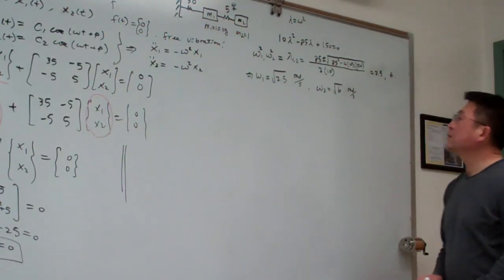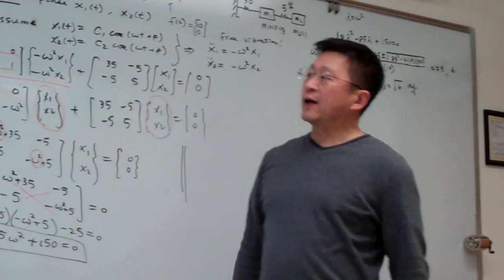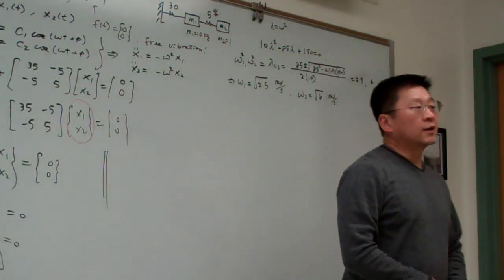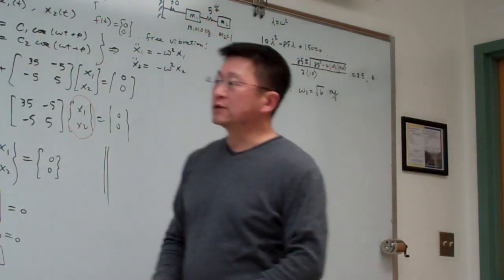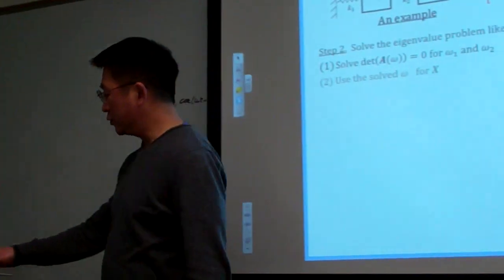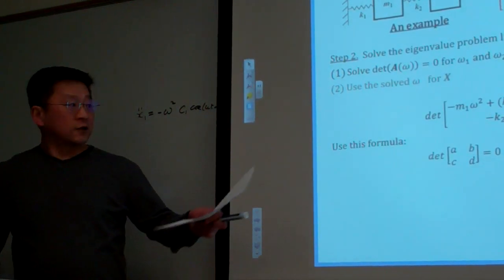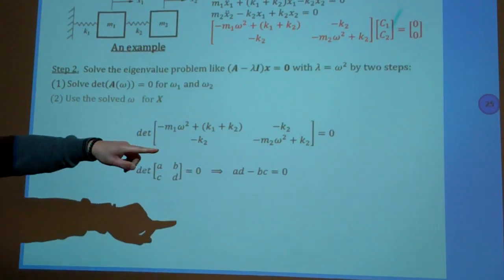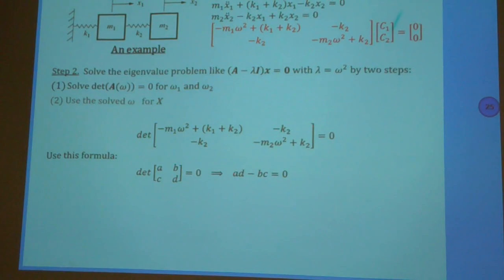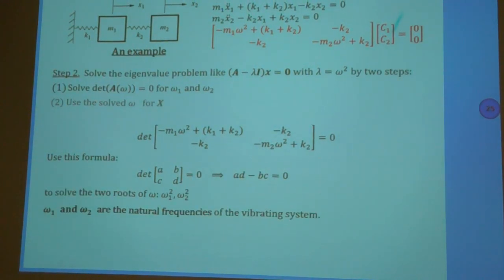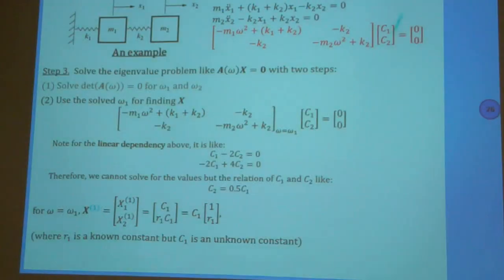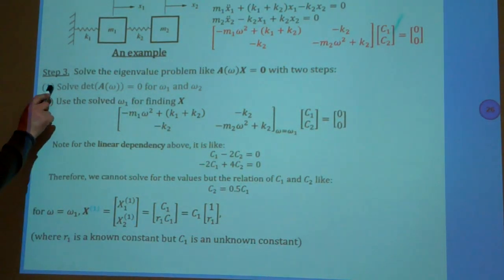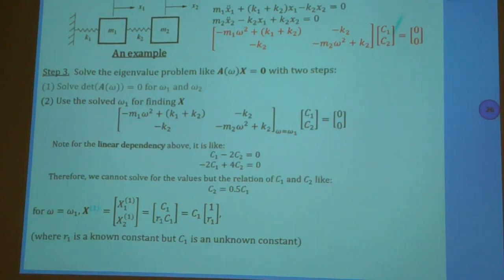Okay, so that is step 1. We have found the natural frequencies, which are the eigenvalues. The second step is to determine the eigenvectors, which means the vibration modes. Here is the theoretical process: we take the determinant of that matrix, and here is the formula provided for a 2x2 matrix. We solve for the natural frequencies. We have done this step, so I'm going to white out that part. Now we're going to solve for the eigenvectors.